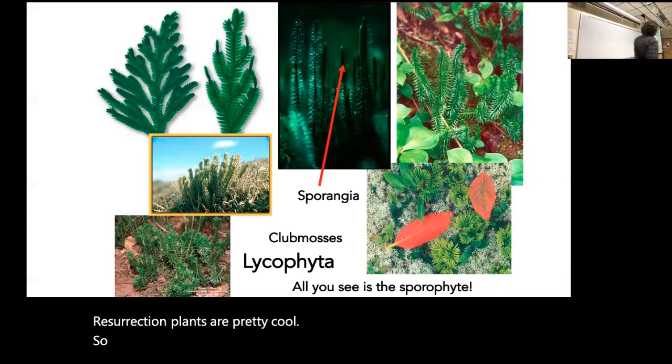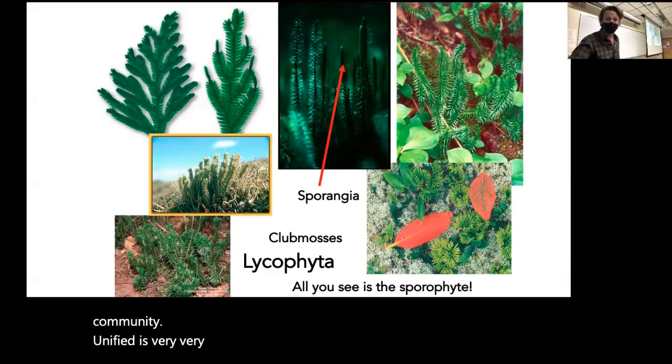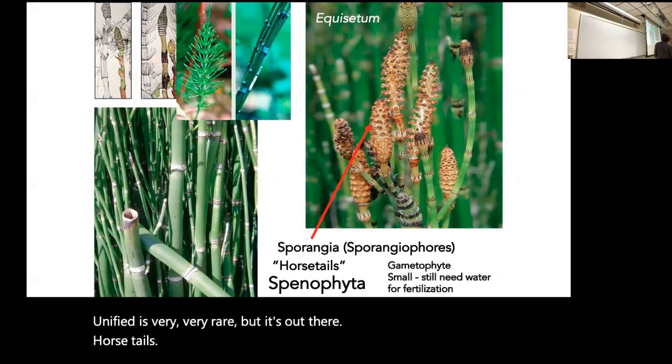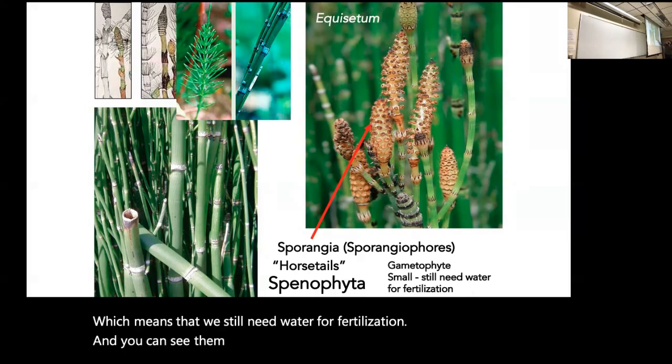So all you see here is sporophyte. This is all sporophyte. In fact, it's really difficult to find a gametophyte. Gametophyte is very, very rare, but it's out there. Horsetails. Gosh, these guys are really cool. Used to be incredibly dominant. Okay? All you see is sporophyte. The gametophyte is out there. It's very small, which means that we still need water for fertilization. And you can see then these sporangia at the top producing these spores.